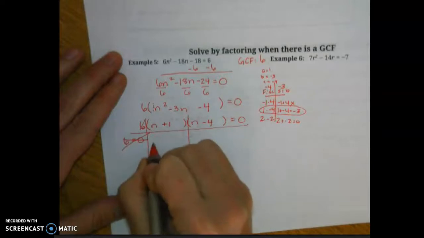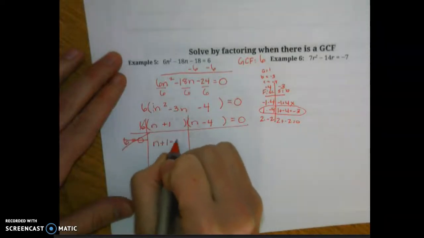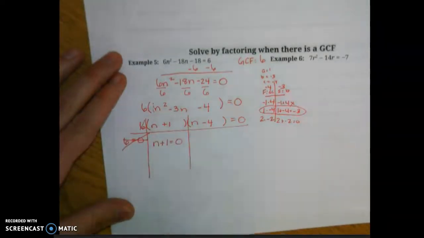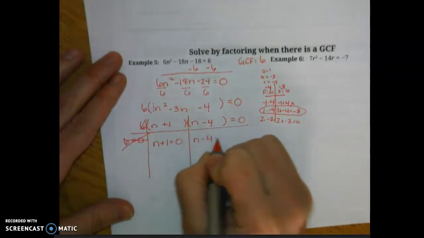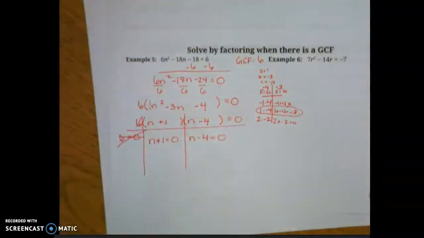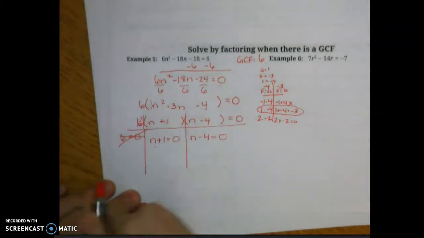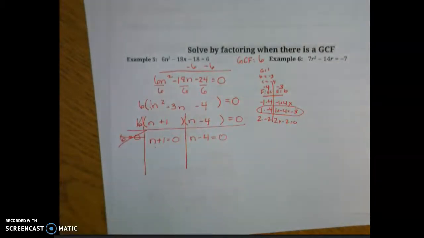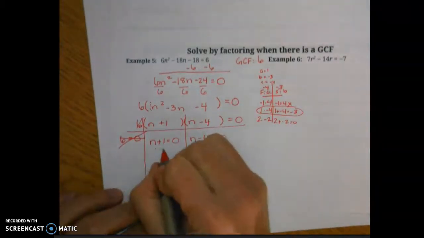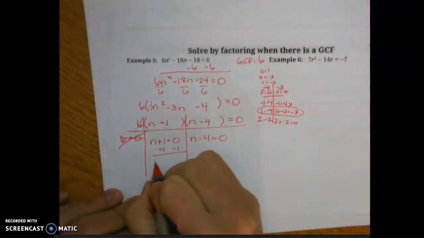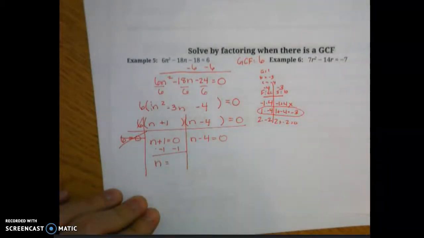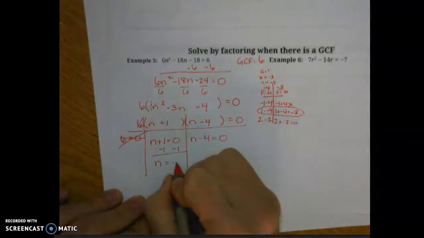I'm going to set this factor equal to 0, n plus 1 equals 0. And then I'll set this factor equal to 0, n minus 4 equals 0. So now I have 2 one-step equations I can solve to find my 2 different values of n. So I'm going to solve this one. I have n plus 1, so I'm going to do the opposite of addition, which is subtraction. I'm going to subtract 1 from both sides. And n is equal to 0 minus 1, which is negative 1.